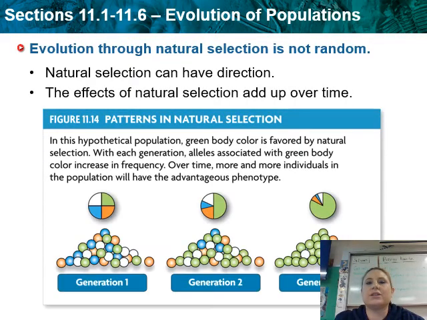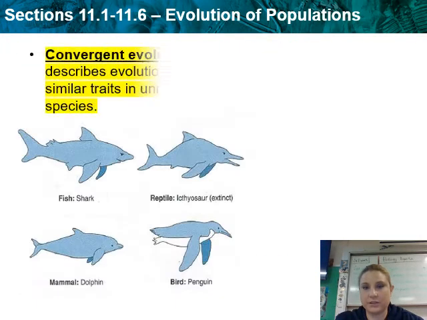Evolution through natural selection is not random, and the effects of natural selection add up over time. These small little changes over long periods of time lead to different species.